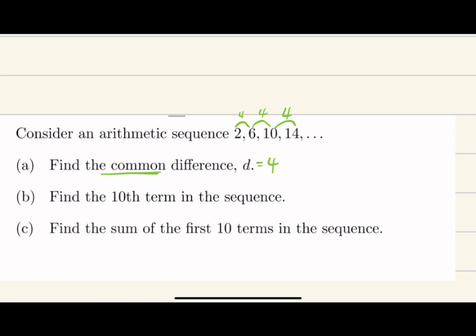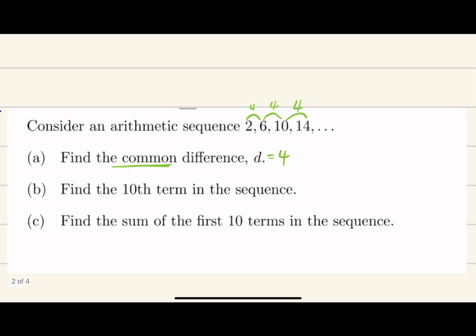When you're finding the common difference, always remember that you use the next term minus the previous term. You don't use the previous term minus the next term. That's not going to work. So you only use the next term minus the previous term. Just remember that.